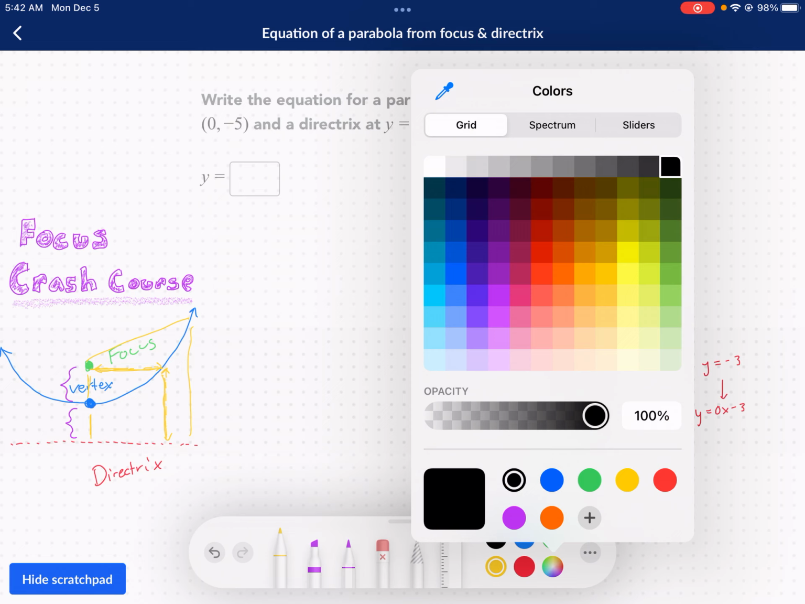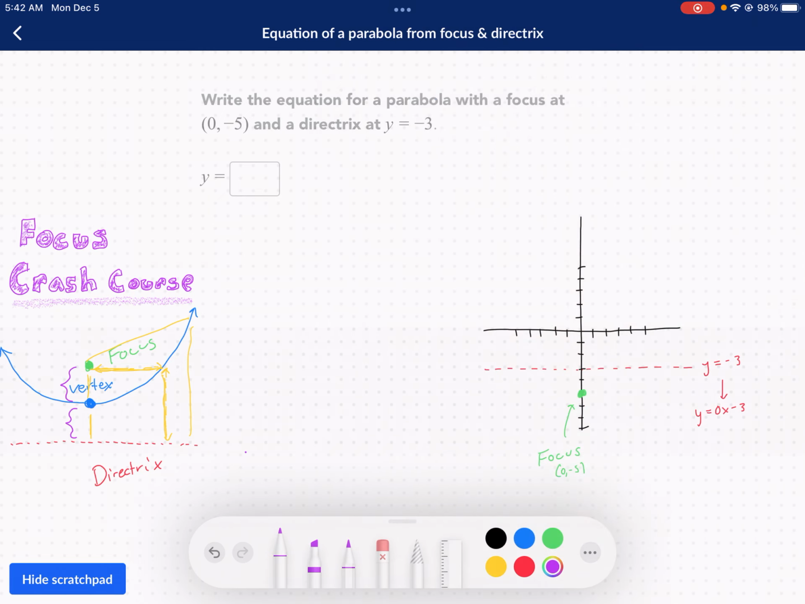If I label the distance from the vertex to the focus as P, P is called the focal length. We're going to be using that at some point later on. So what do we do from here? Well, the focus is labeled in this problem as 0, -5, and we have our directrix labeled as y equals -3.